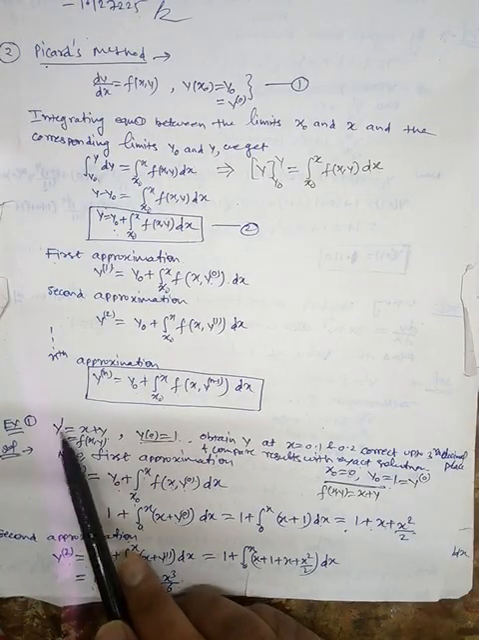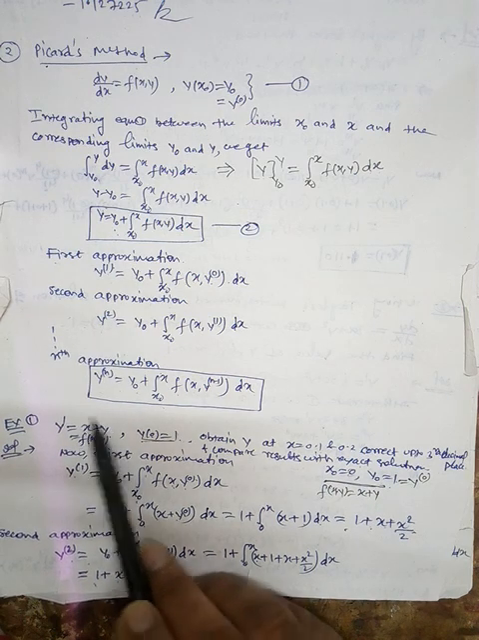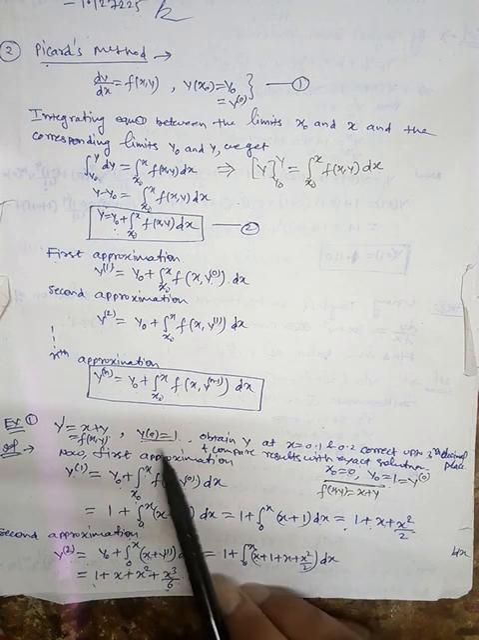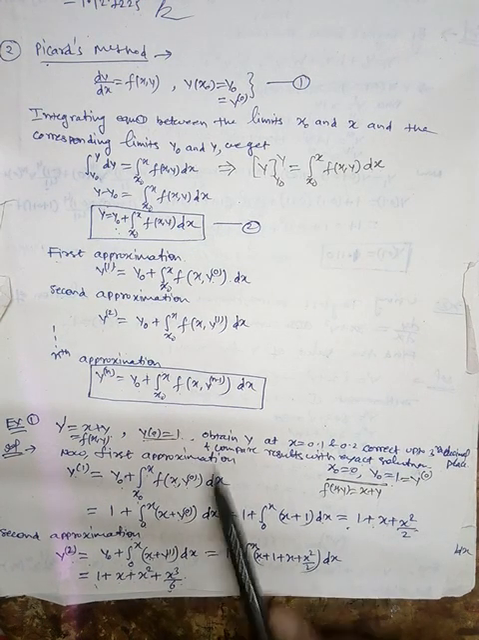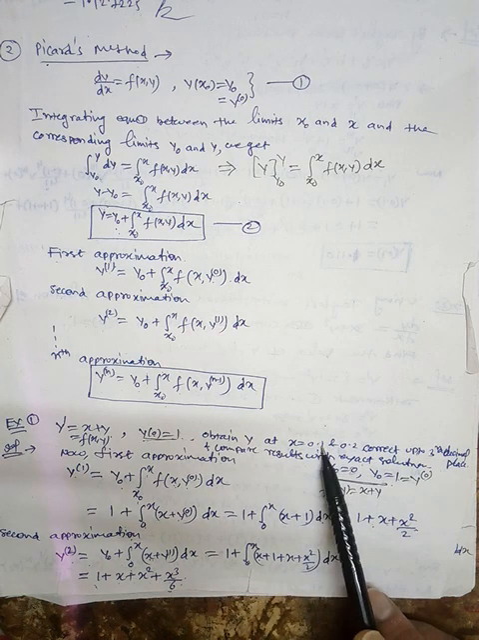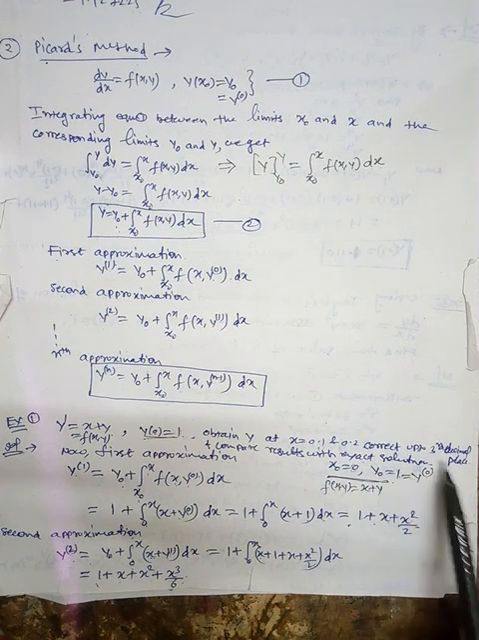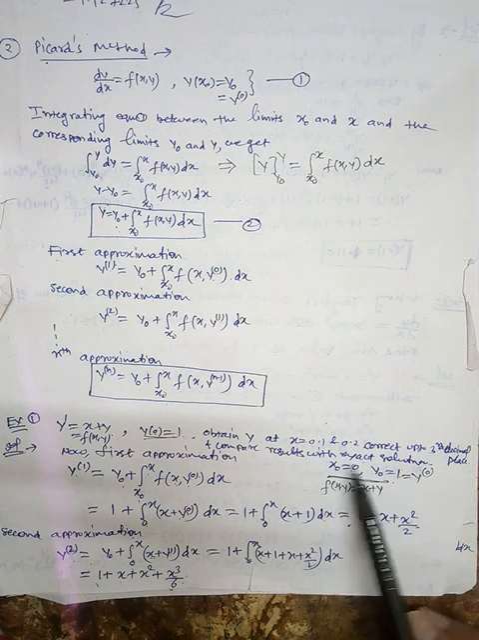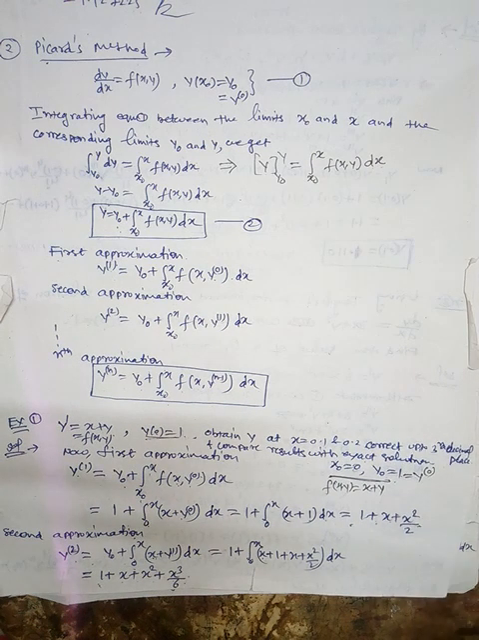The example is y dash is equal to x plus y, which is basically a function of x y, with initial condition y at 0 is 1. Now the target is to obtain y at x equal to 0.1 and 0.2, correct up to third decimal place, and compare the results with the exact solution. This is our target.